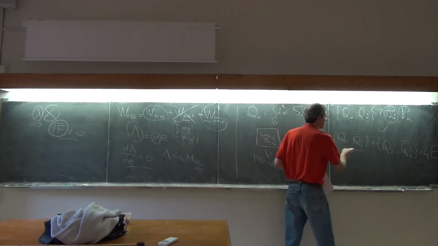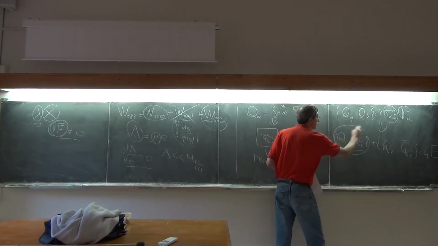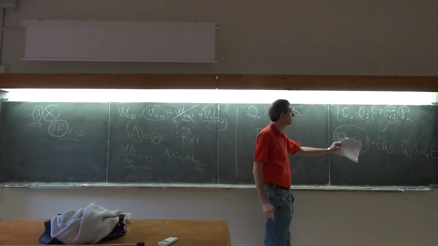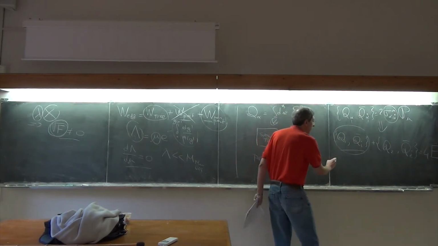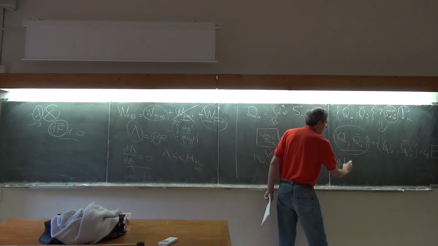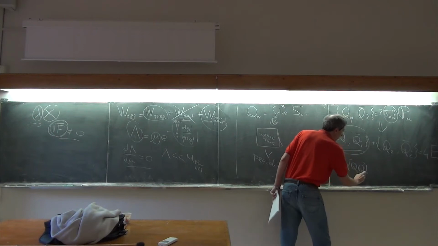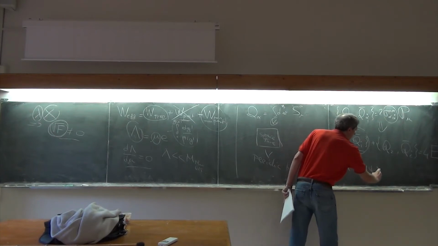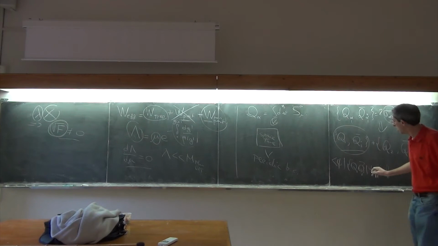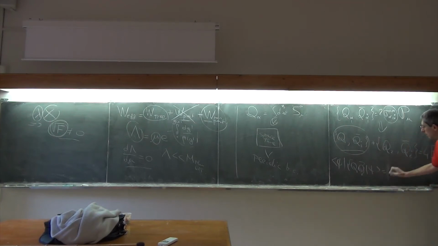All of these objects are positive definite quantities because this is the diagonal of this. So if I take any state, this object here, Q1 bar, is equal to twice the norm of, well, you pick one of them, that's the same, of Q1 psi squared. So it's a positive or zero quantity.